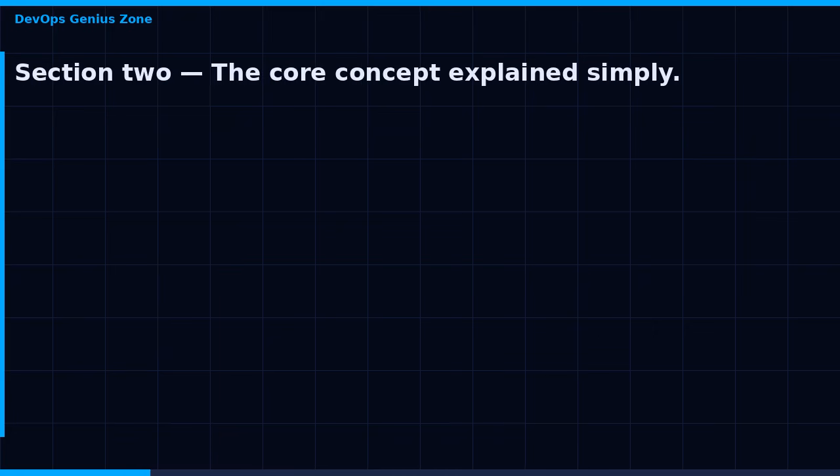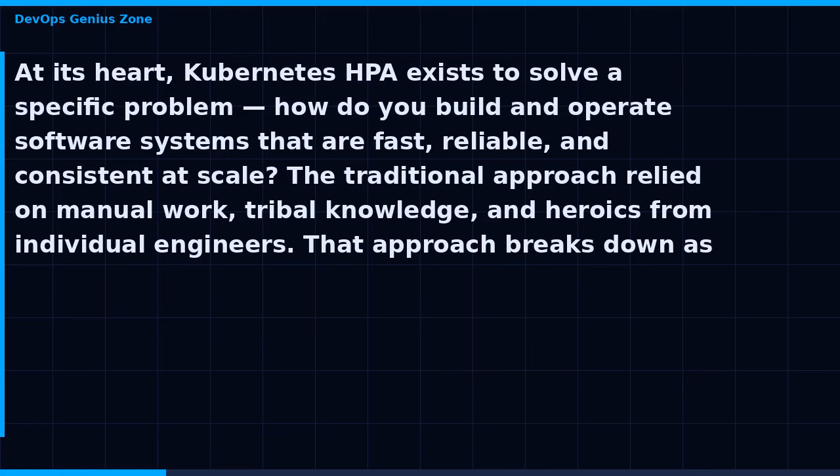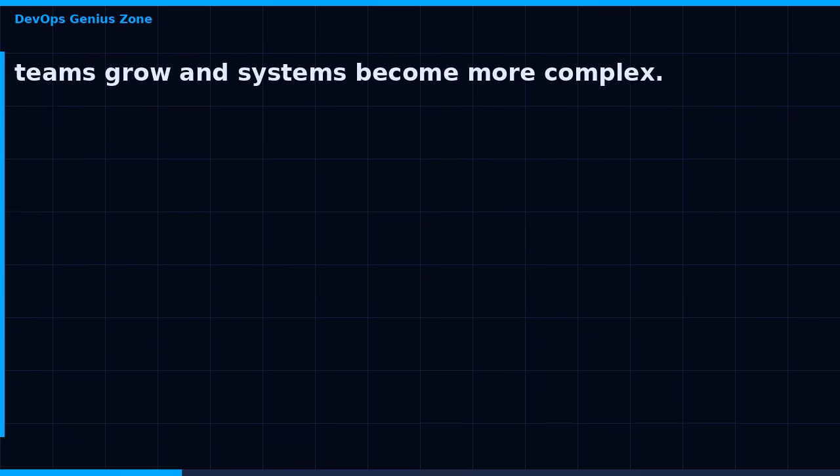Section 2: The core concept explained simply. At its heart, Kubernetes HPA exists to solve a specific problem: how do you build and operate software systems that are fast, reliable, and consistent at scale? The traditional approach relied on manual work, tribal knowledge, and heroics from individual engineers. That approach breaks down as teams grow and systems become more complex.